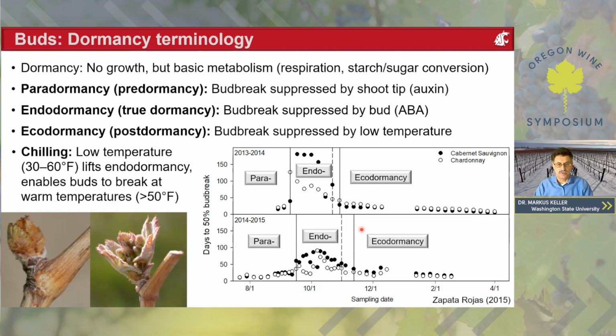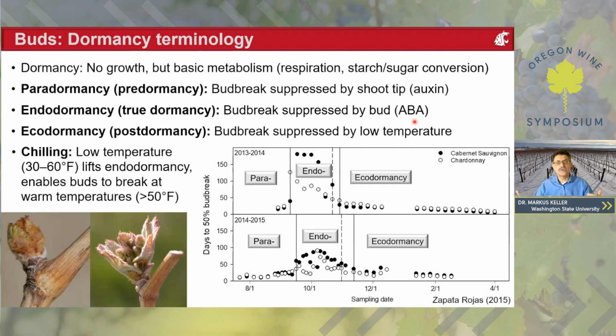Then we have endodormancy. Paradormancy gradually transitions into endodormancy. Endodormancy is what we call true dormancy, or sometimes we just call it dormancy. During endodormancy, bud break is suppressed by the bud itself, by something that occurs inside the bud. We are not exactly sure what causes endodormancy in many cases, but we do know that ABA is involved. The dormancy hormone abscisic acid is produced by the bud itself and keeps that bud from growing out. Later, the bud transitions to ecodormancy or post-dormancy.